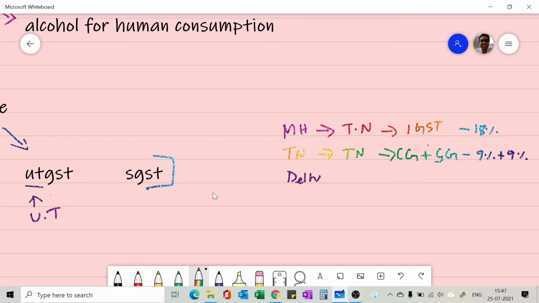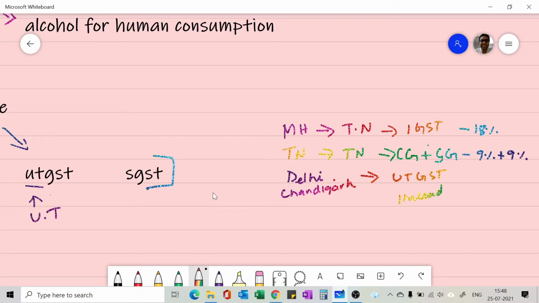Now let us say where UTGST will be applicable. It is applicable where a union territory prevails, that is Delhi, Chandigarh, Pondicherry, Mahe and other places. There, when goods are sold within the territory, UTGST will start applying. This is applicable not only for Delhi and Chandigarh, but for all union territories.